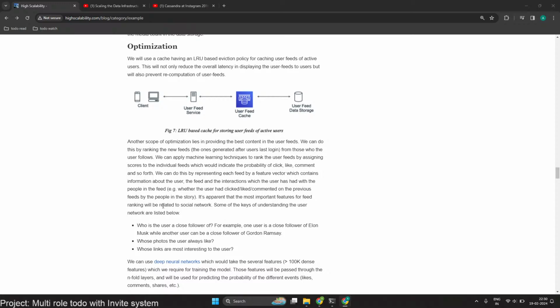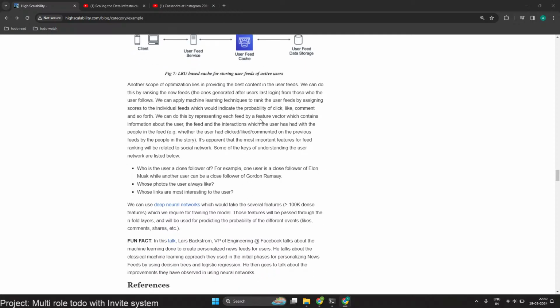We can do this by representing each feed by a feature vector which contains information about the user, the feed, and the interaction which the user had with people in the feed. For example, whether the user had clicked, liked, or commented on the previous feed, or whether the story.